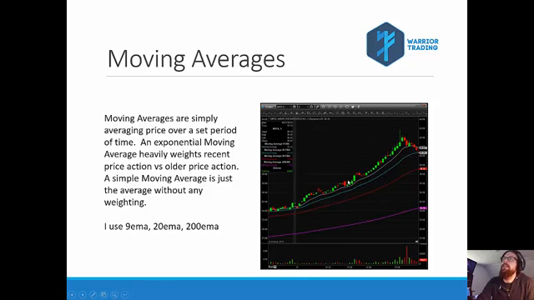So what you see here are these ribbons, basically. We've got our 9 moving average, our 20. On this chart, we have a 50. And then right here, we have our 200. The 50 is a moving average I use mostly on the daily chart. I don't use it on my intraday charts.